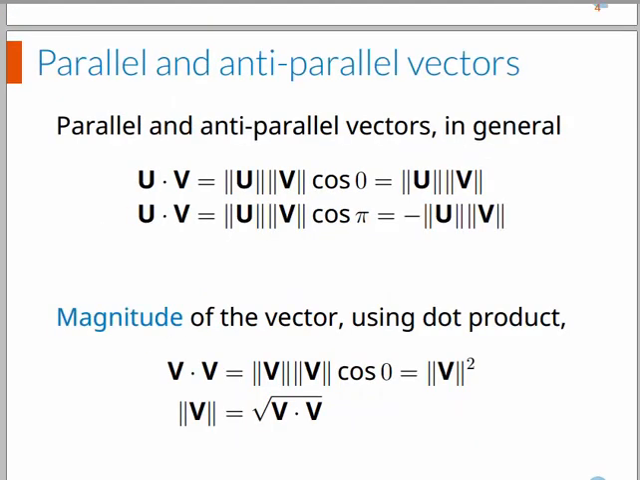Now, if we looked at orthogonal vectors, what about vectors that are parallel or anti-parallel? In that case, the cosine of the angle between them is going to be 1 or minus 1. So u dot v is equal only to the magnitude of u times the magnitude of v means that the vectors are parallel. If there's a negative sign involved, it means they're anti-parallel.